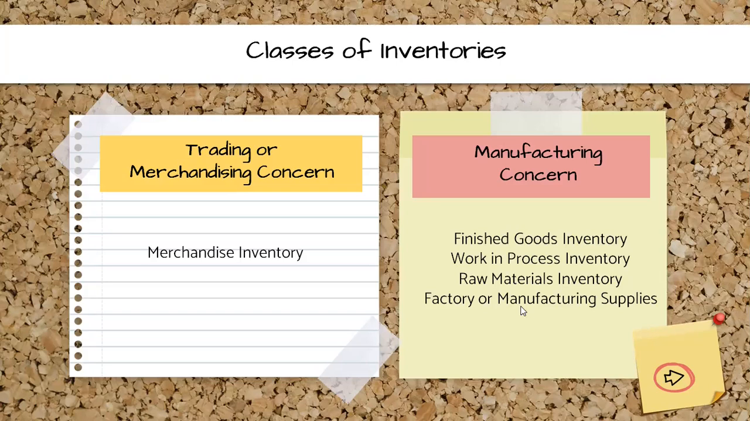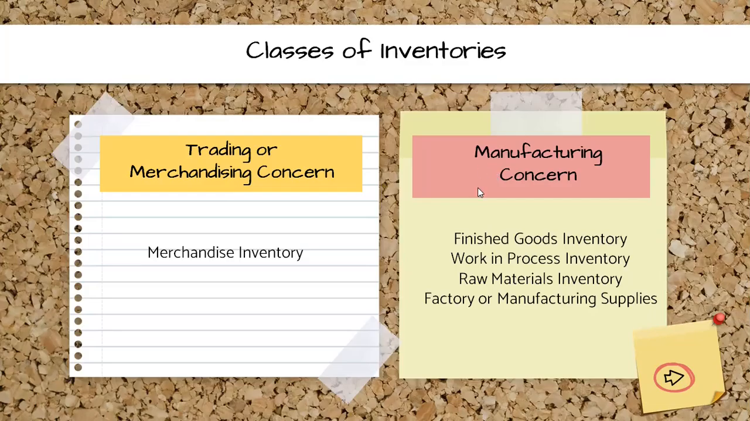We also have factory or manufacturing supplies inventory. These relate to overhead, indirect materials, which of course we also maintain, the factory or manufacturing supplies inventory. The raw materials inventory, on the other hand, consists of materials which are considered direct materials, the main materials needed to produce certain goods.